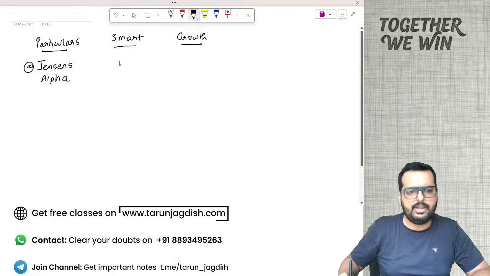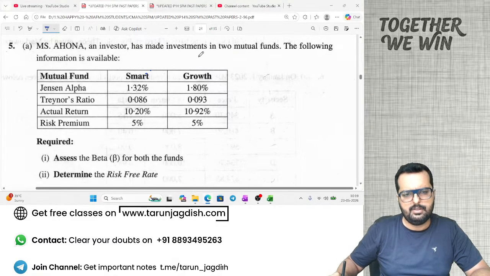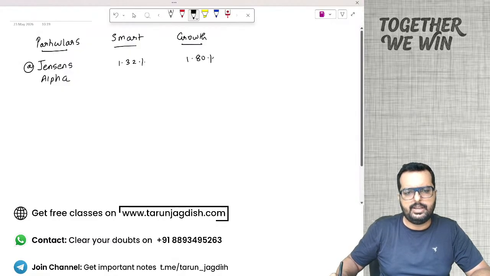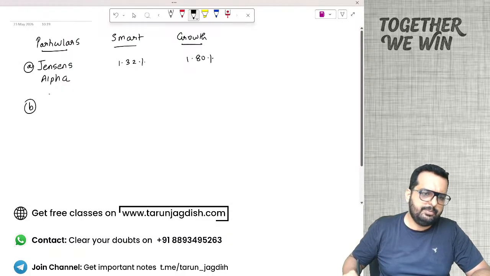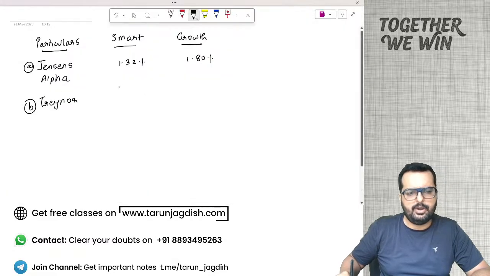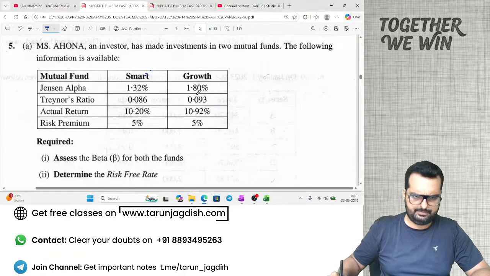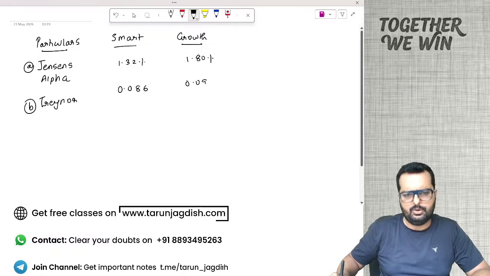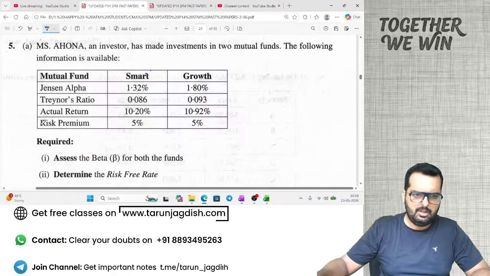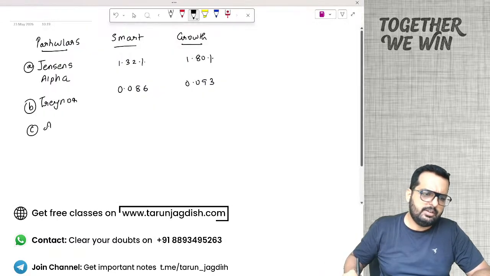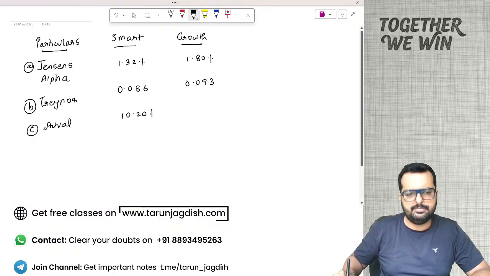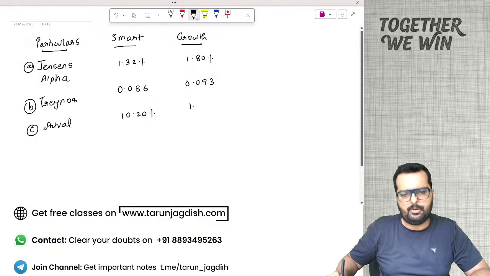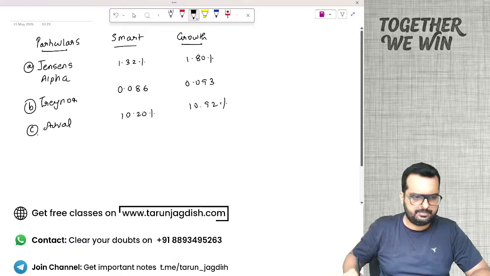Jensen's alpha is 1.32% and 1.80%. All right. Now, here Treynor's ratio is given as 0.086 and 0.093. Okay. Next one, actual return is turning out to be 10.2% and 10.92%.